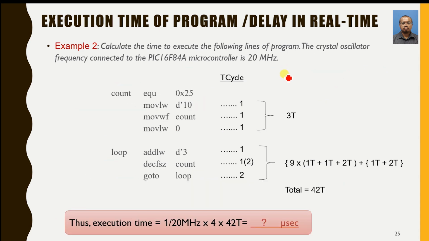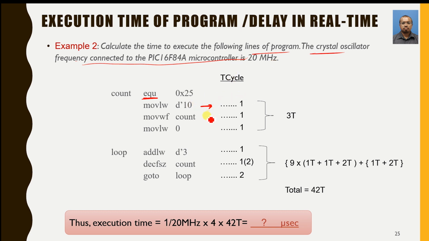Example 2: calculate the time to execute the following lines of program. The crystal oscillator frequency connected to the PIC16F84 microcontroller is 20 MHz. First, EQU is not an instruction. It's an assembler directive whereby during assembly it will translate this into machine code or numbers. So it's not part of the microcontroller's program.